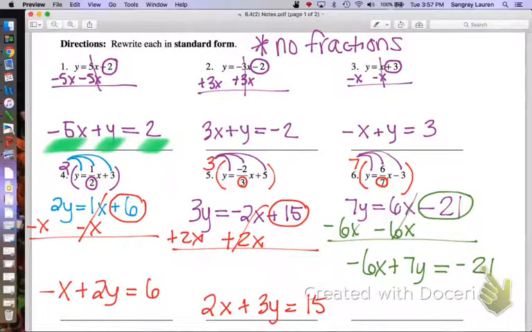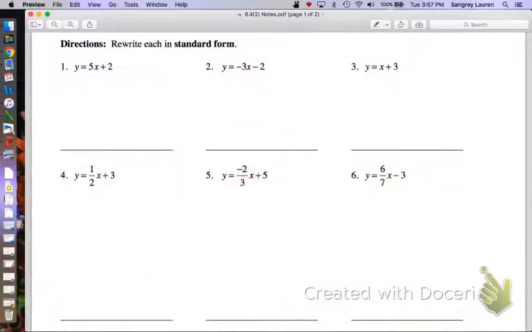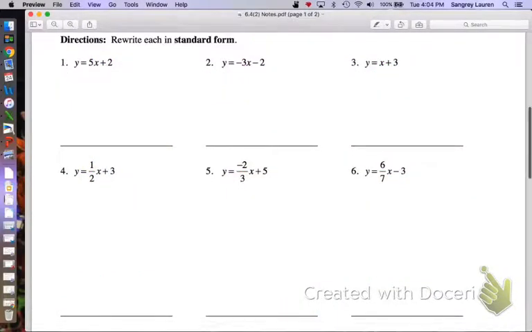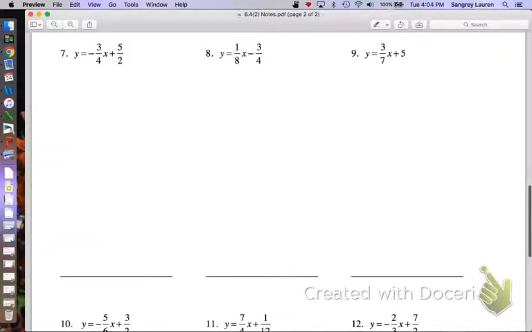All right, so those last 3 examples had fractions. Now I want you to flip to the back, and the next 3 problems have more than one fraction in them. So let's see. Starting with number 7, you have 2 fractions. One of them has a denominator of 4, the other one has a denominator of 2. So your goal is to find the least common multiple.